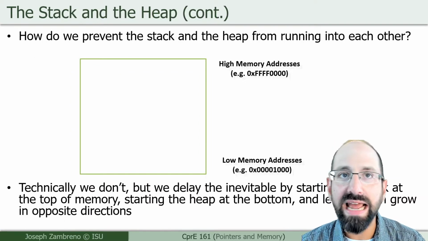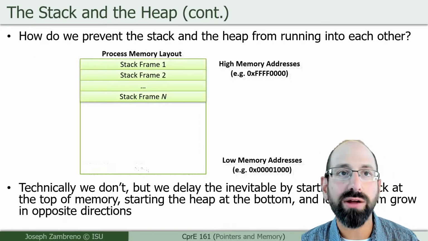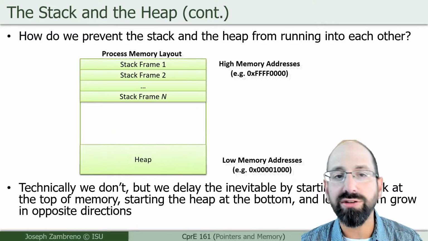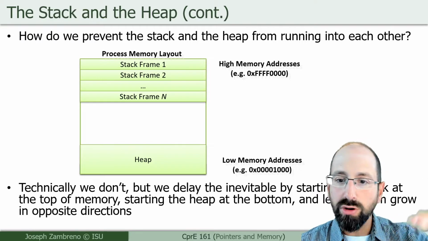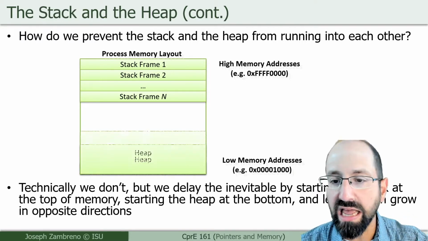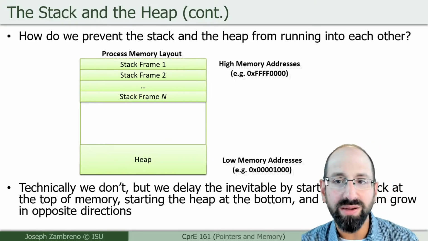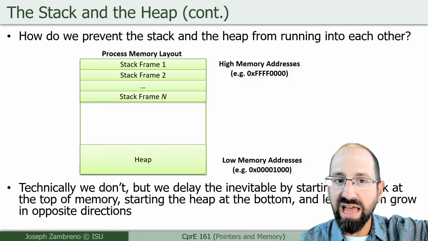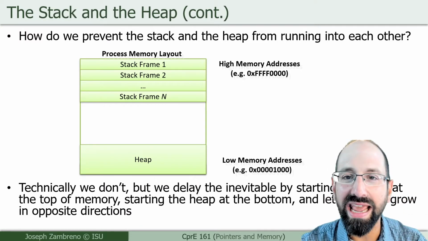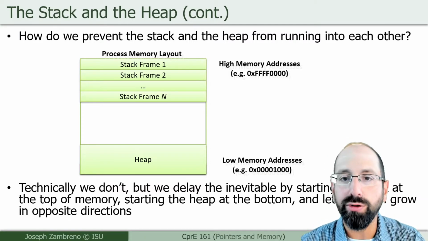So we have these stacks that, as we saw when printing them out, grow from our high addresses backwards. And our heap, as we saw, grows from our low memory addresses forwards. Stack is growing and shrinking over time. Our heap is potentially growing and shrinking over time. How do we prevent them from running into each other? We actually don't. But in practice, because we start the stack at the top and start our heap at the bottom, we tend to be okay.